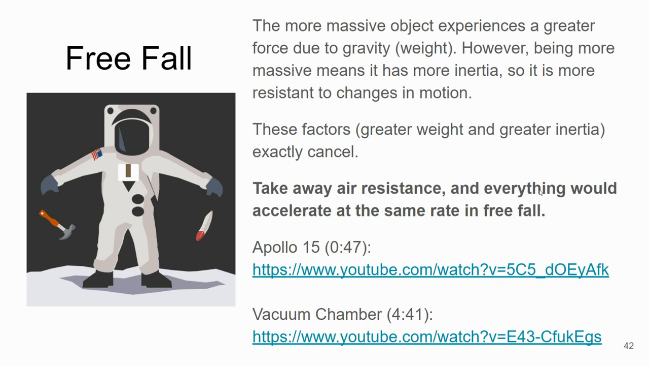The second time they do this, they have pumped all of the air out of the room, or very nearly all of the air out of the room. So it is in a vacuum, so there's no more air resistance. So if they drop them both at the same time, they both accelerate downwards at the same time.